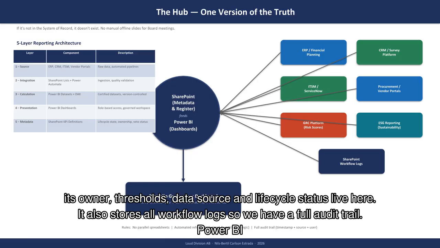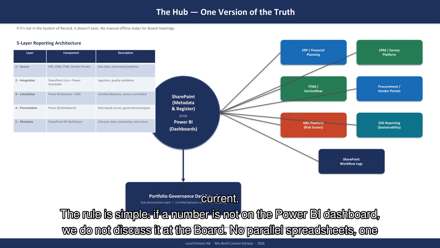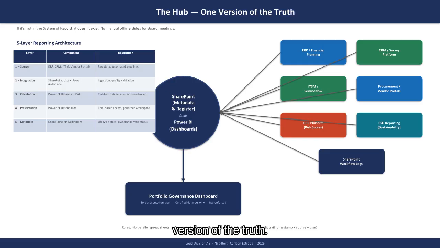Every KPI definition, its owner, thresholds, data source, and lifecycle status live here. It also stores all workflow logs so we have a full audit trail. Power BI is the sole presentation layer. Certified datasets, row-level security, and scheduled refresh ensure that every number is trustworthy and current. The rule is simple. If a number is not on the Power BI dashboard, we do not discuss it at the board. No parallel spreadsheets, one version of the truth.